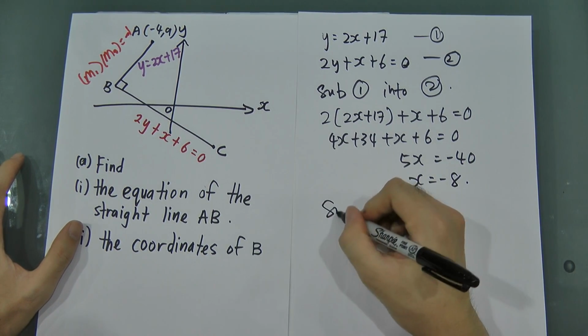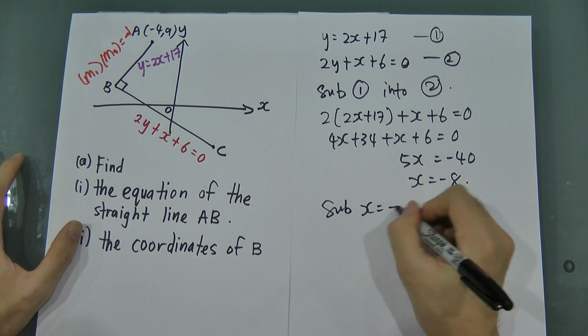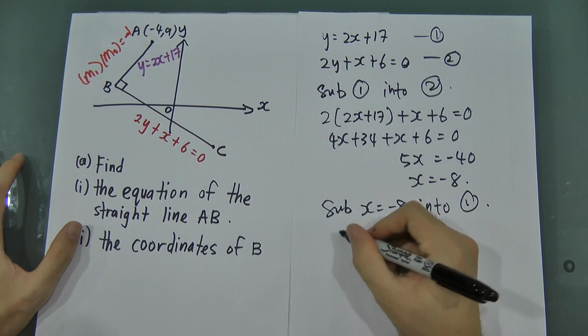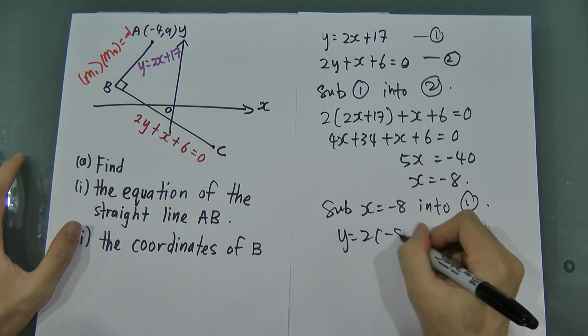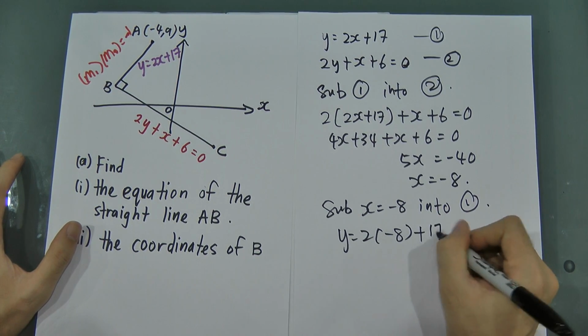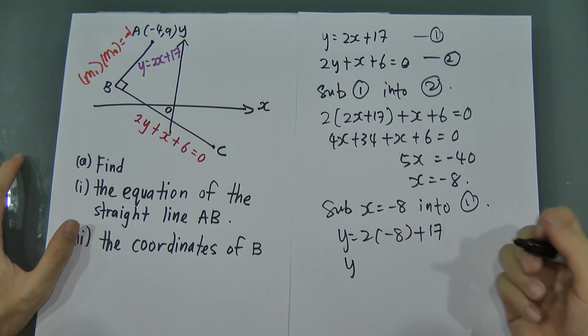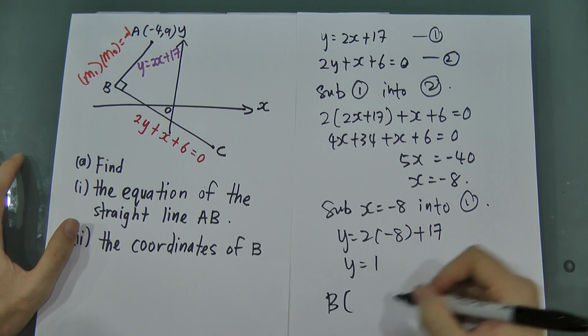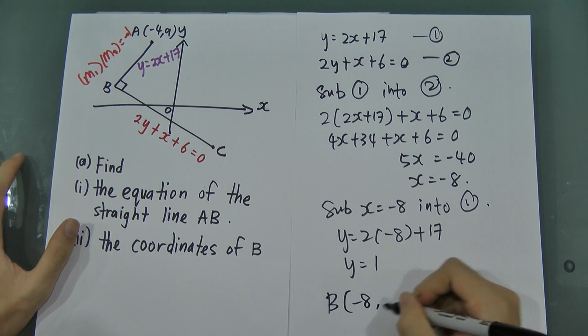And then I'm going to substitute x equals negative 8 into 1 to find my y. Alright, so y will equal 2 times negative 8 plus 17, which is negative 16 plus 17, which is 1. So therefore, I got my coordinate B will be negative 8 and 1.